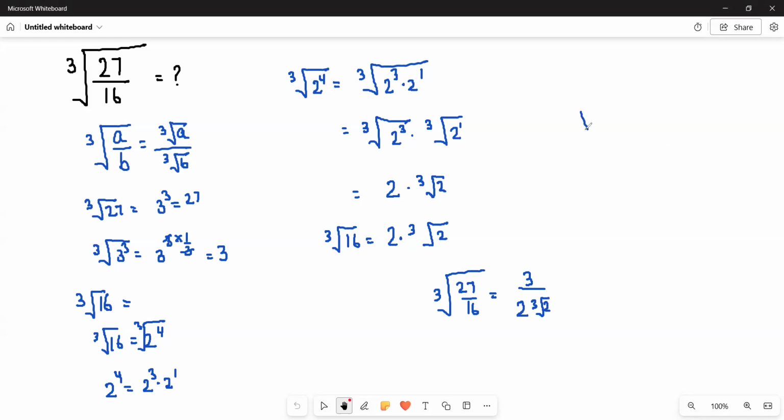Now here's a challenge for you. That's a homework question. Cube root of 8 by 27. And comment below. I will pin the first correct answer.